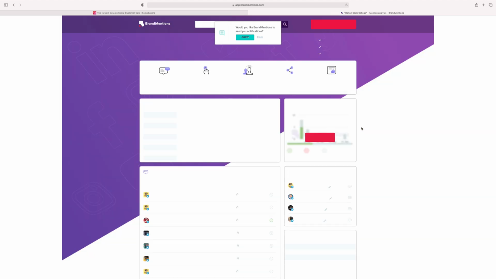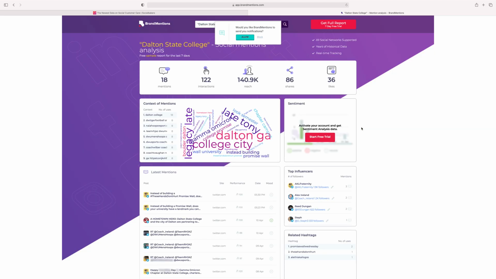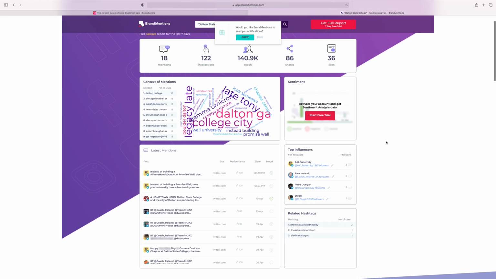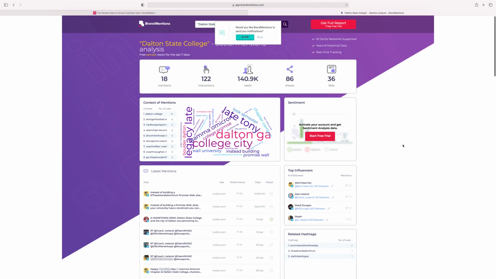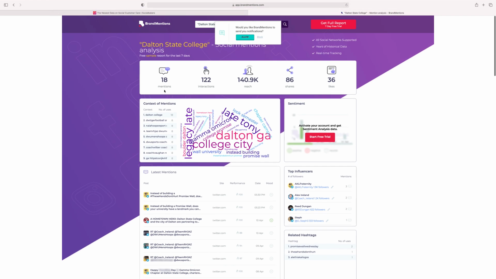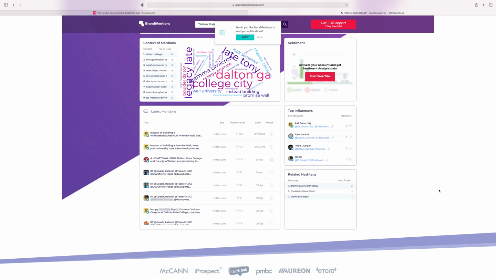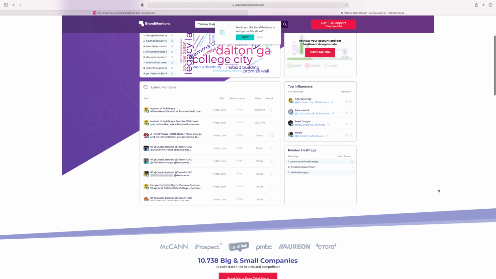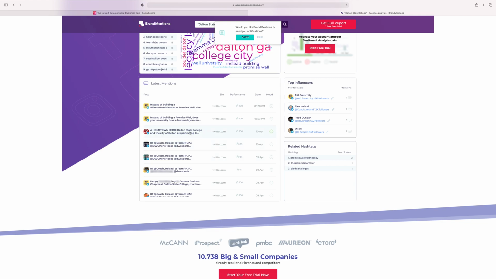Again, the paid version gives you much deeper data. You can see it even found Dalton College, which is not even the name. So you can see it gives you the number of mentions, which is not very many, interactions, reach, how many people shared posts that mention it. It gives you a word cloud. I don't know what that means. You can see a hometown hero, Dalton State College.